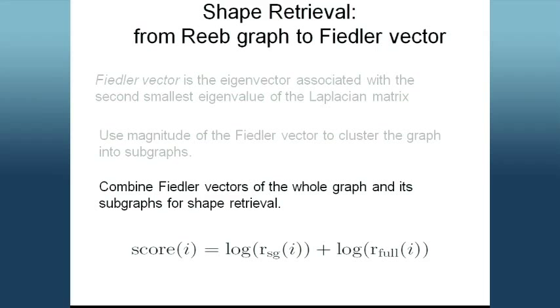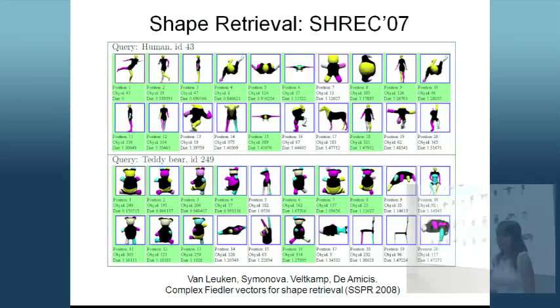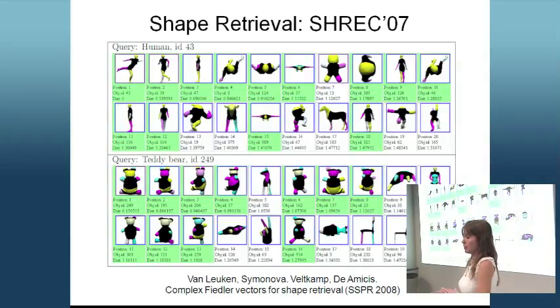And we also combined the values that we received as a result of the whole graph matching and also subgraph matching, and combined them into a unique score that we used for shape retrieval. So we tested this approach on the SHREC database of 2007, and this database is composed of 400 models, 20 classes of different objects, and 20 objects per class. And here you can see two query results, where the query model is shown in the first place, and correct retrieval results are highlighted with green.